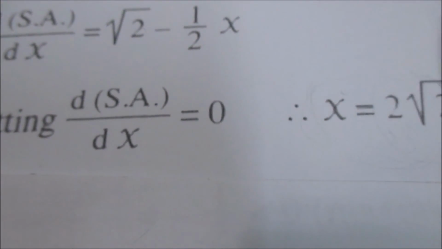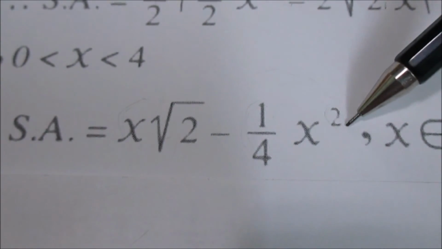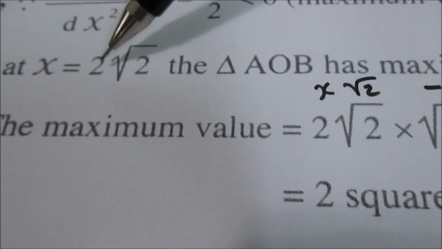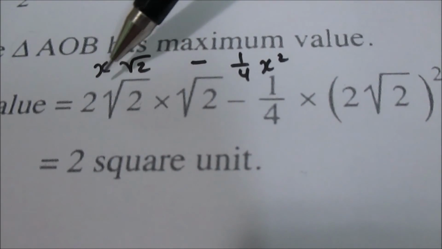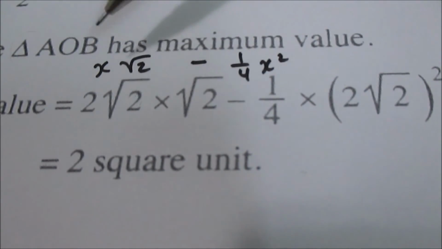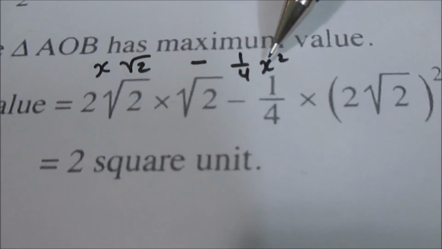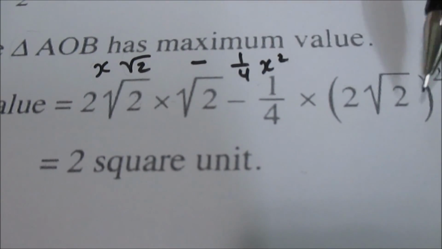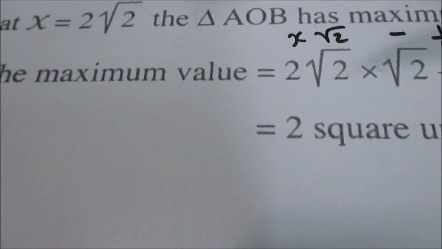دلوقتي نقدر نجيب ال area at x equal 2 root 2. فالarea equal x root 2 minus 1 over 4x squared يعني x equal 2 root 2 gives the maximum area of the triangle. يعني 2 root 2 times x اللي هي 2 root 2 times root 2 minus 1 over 4 times x squared اللي هي 2 root 2 squared. simplify الكلام ده equal 2 square unit ودي الماكسيمم value of the area of the triangle.